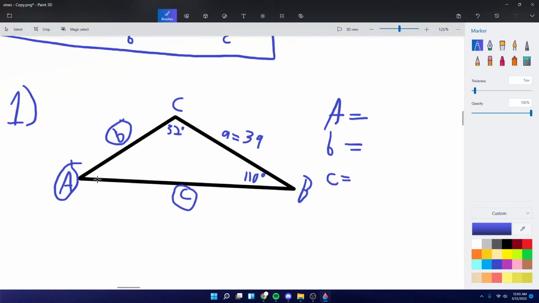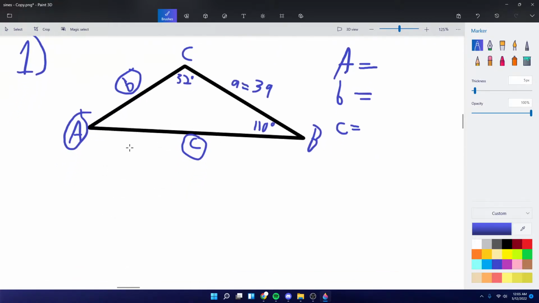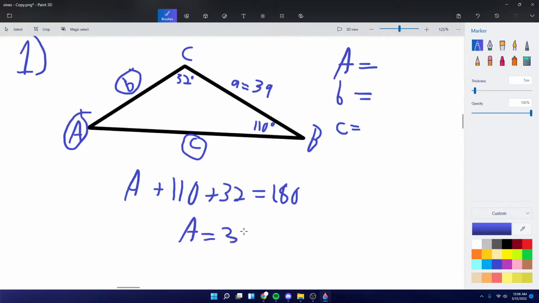The easiest thing to do first is solve for angle A because all the angles will add up to 180. So that means that A plus B plus C is 180. B is 110, C is 32. So A plus B plus C equals 180, and then you solve for this. A is just equal to 38 degrees. So I'll write that down.